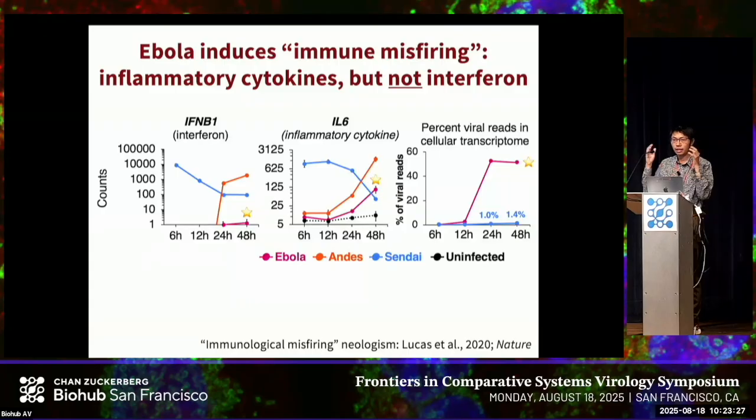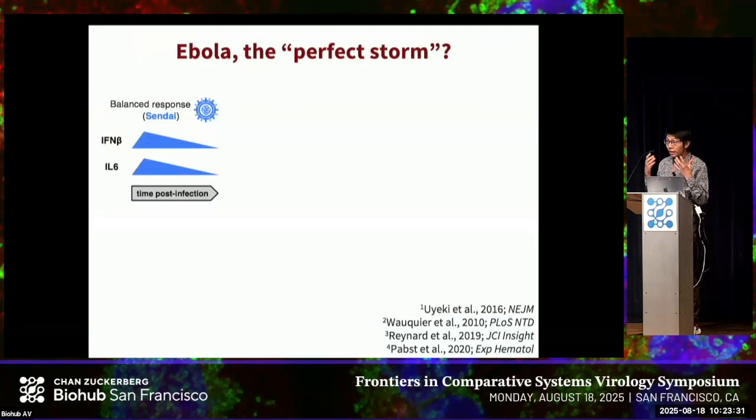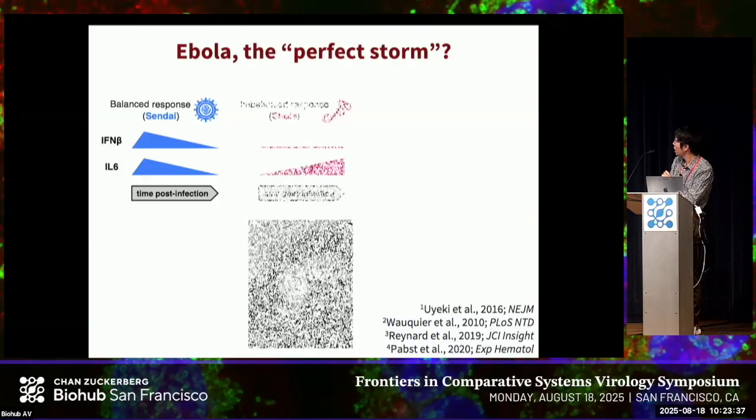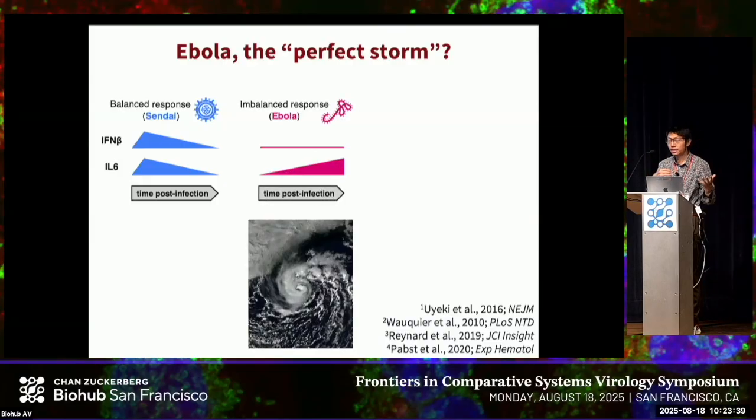So we think that Ebola has this really interesting effect where it may induce what we think naively is the perfect storm. Sendai virus induces both interferon and IL-6, but Ebola virus leads to this extremely imbalanced response and was extremely stealthy. It occupies over half of the transcriptome, but does not turn on interferon secretion, while massively turning on IL-6.